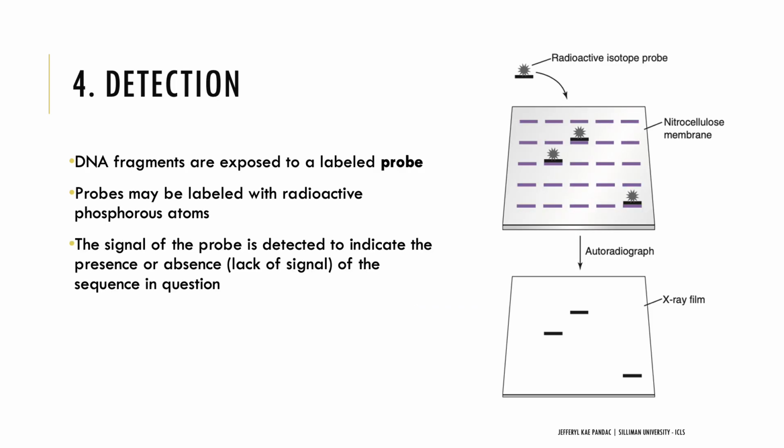After the transfer of the gel-separated DNA to a solid membrane support and hybridization or binding of a specific probe to the target sequence of interest, the next step is to detect whether the probe has bound to the immobilized target. The probes to be used can be radioactive phosphorus atoms. The signal of the probe is detected to indicate the presence or absence of the sequence in question. The original method entailed hybridization of a radioactively labeled probe to detect the DNA region to be analyzed.